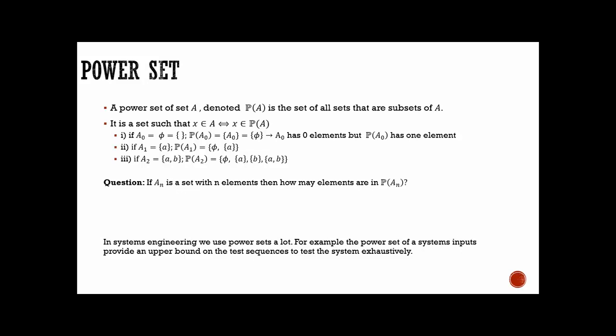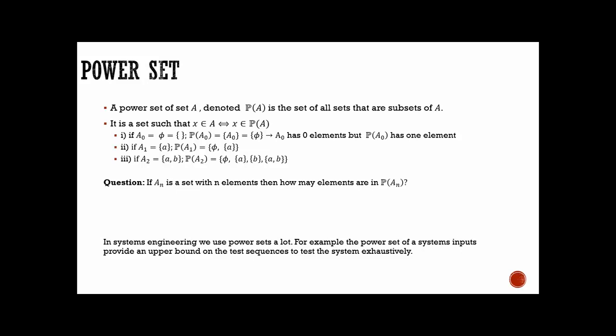Another type of set that is very important is called the power set. A power set of set A is denoted by this double-struck P of A. It's the set of all sets that are subsets of this big set A, which is our original set. An element X is part of the power set of A if and only if X is a subset of A, so that condition must be satisfied.